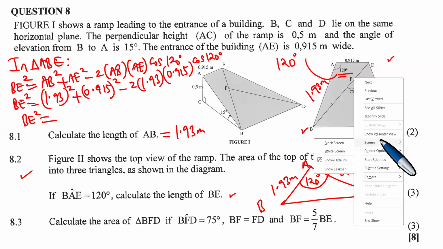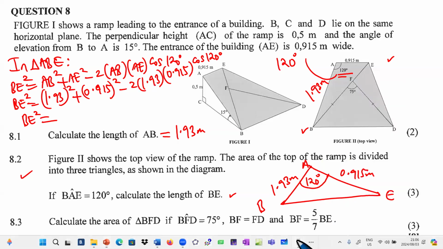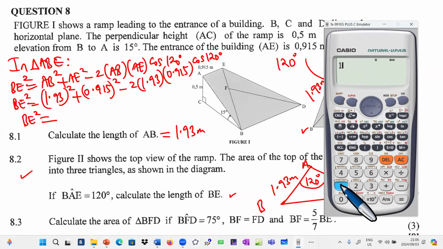Let's use our calculator. So we have 1.93 squared plus 0.915 squared minus 2 times 1.93 meters times 0.915 times cosine of 120 degrees, close bracket, equals, right, we're getting 6.33. So we write that one, 6.33.